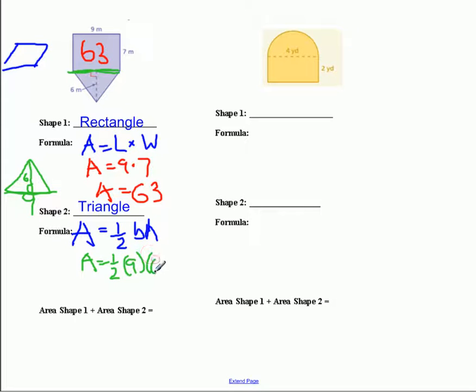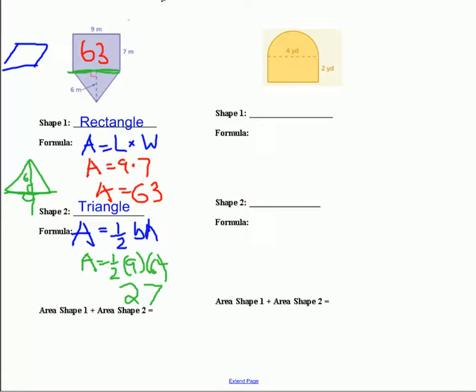Up to you. 6 parentheses close. Getting my calculator out. Hopefully you have yours out. 9 times 6 times 1/2. Are you with me? Come on, don't make me wait for you. Get those in your calculator. Should get, come on, I'm writing it down, 27.